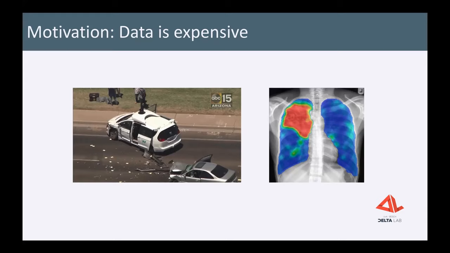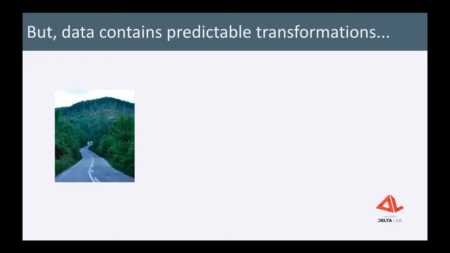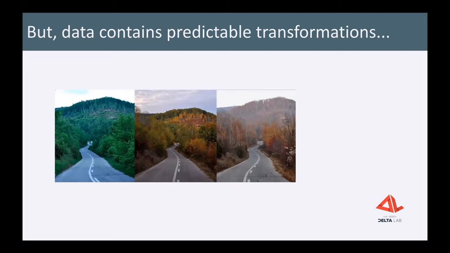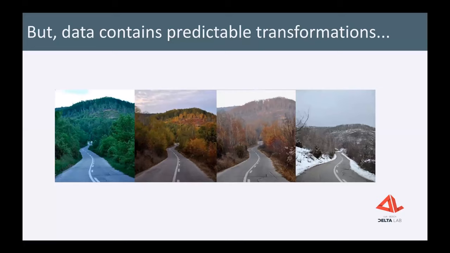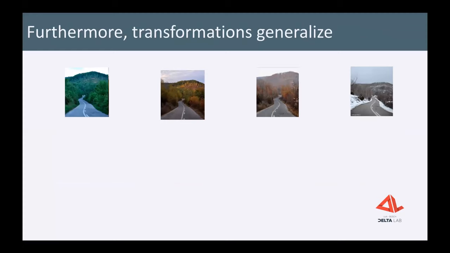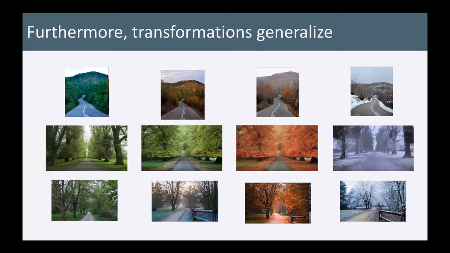So how can we do that? Well, one thing that we know is that there are a lot of predictable transformations in our data. For example, for a single road, we know that the weather conditions are going to change throughout the year. And so maybe we can somehow model those transformations. Furthermore, these transformations tend to generalize. You can see for sets of different roads, the same sets of transformations apply. And so on any new road that we see in the future, we could imagine what it would look like in the wintertime as opposed to the summertime.